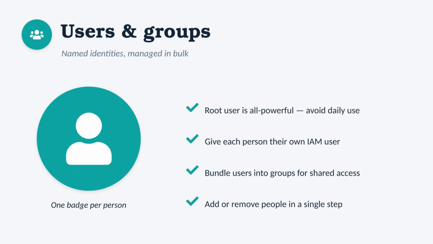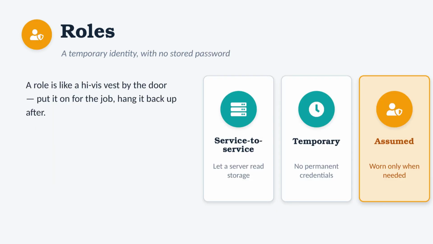The third building block is the one people find trickiest, so stay with me. It's genuinely useful. A role is an identity with permissions, but, and this is the key, it has no permanent password or credentials, and it isn't tied to one specific person. Instead, a role is something that can be assumed temporarily by whoever or whatever needs it. The most common use, letting AWS services talk to each other.